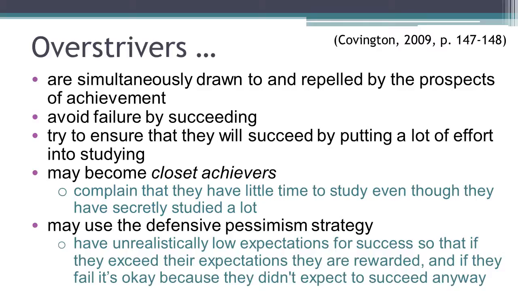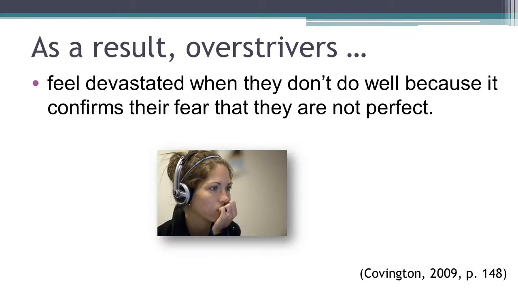Defensive pessimism is another strategy these students use. They have unrealistically low expectations for success, so that if they exceed their expectations, they are rewarded. And if they fail, it's okay because they didn't expect to succeed anyway. As a result of these strategies, overstrivers have trouble handling a single minor setback in their grades without feeling totally devastated. These failures remind them of their inadequacies and what they have feared all along, that they are not perfect.